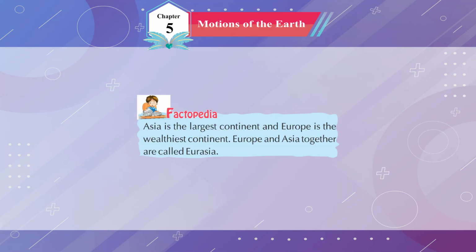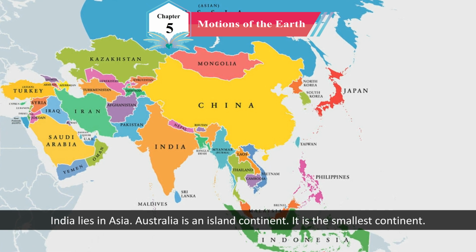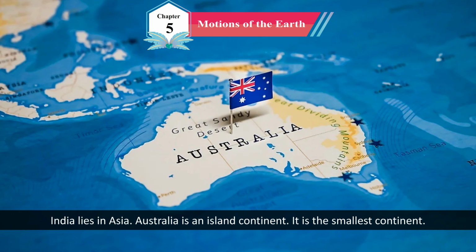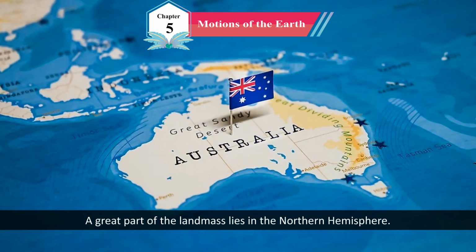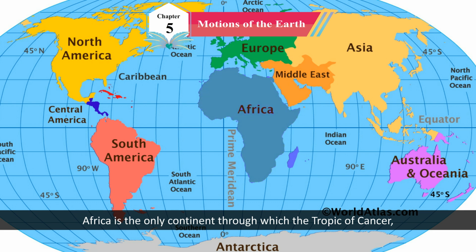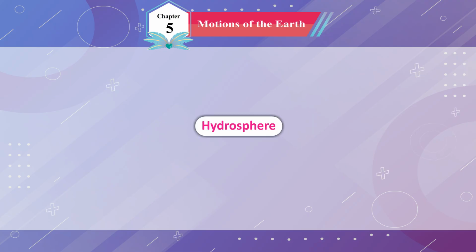Factopedia. Asia is the largest continent and Europe is the wealthiest continent. Europe and Asia together are called Eurasia. India lies in Asia. Australia is an island continent. It is the smallest continent. A great part of the landmass lies in the northern hemisphere. Africa is the only continent through which the Tropic of Cancer, Equator and Tropic of Capricorn pass.